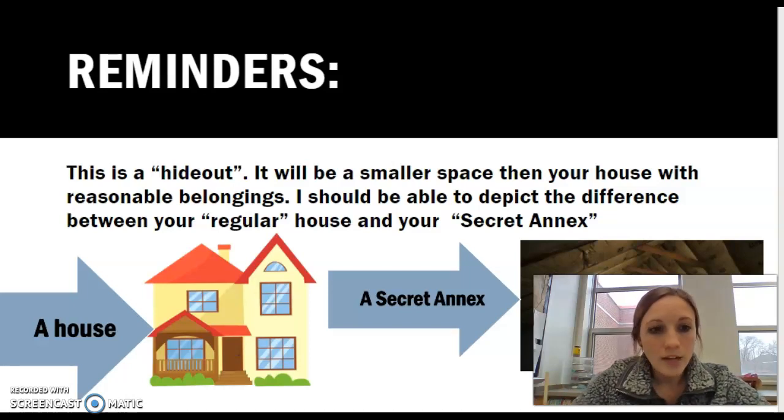Okay, so just a few reminders. You're going to go through and find where you should hide. You're going to create what your secret annex would look like, and you're going to load it into the PowerPoint.